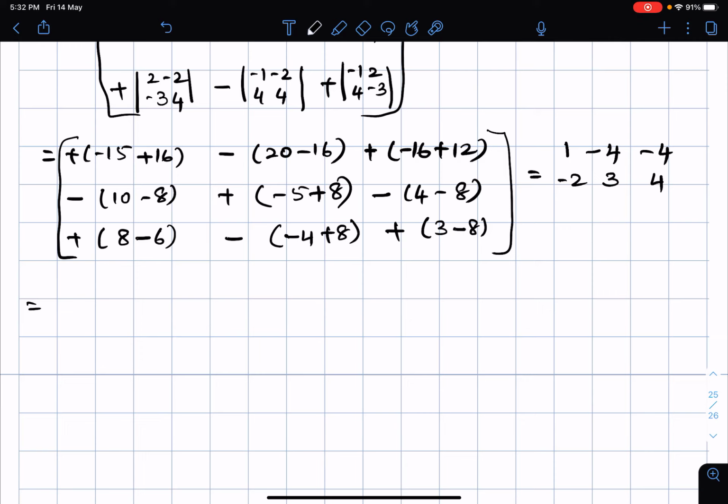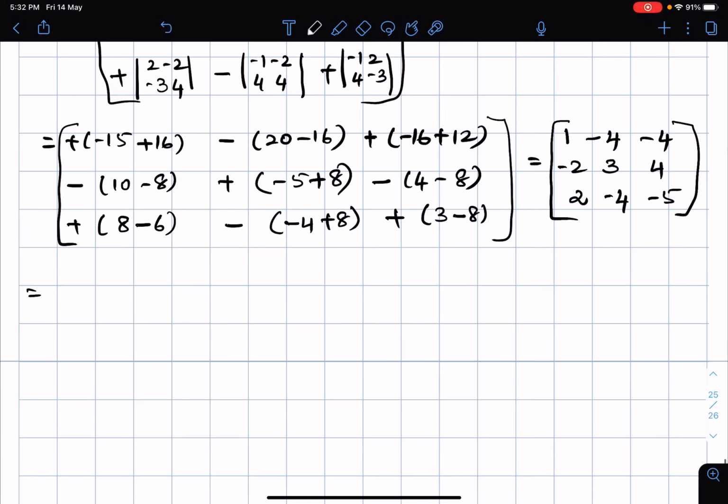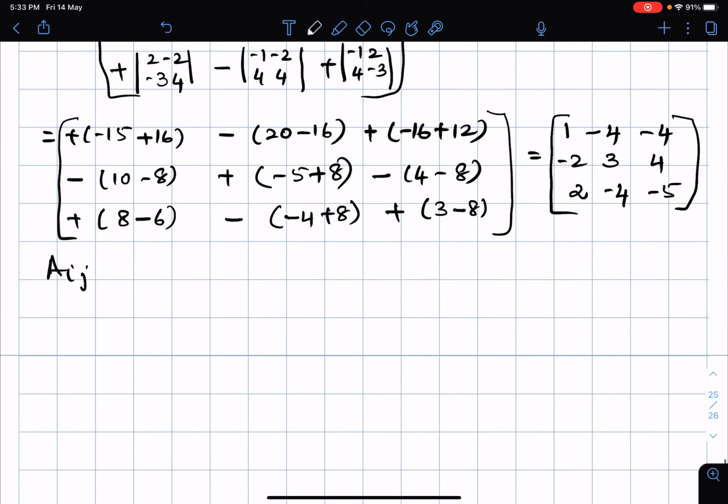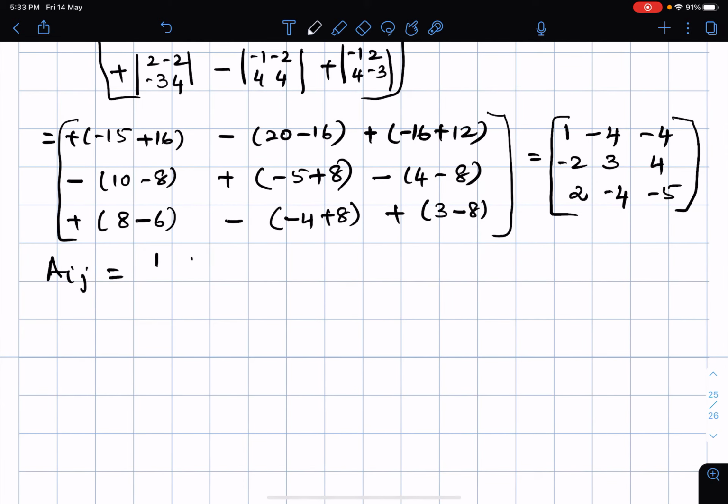Last row, 8 minus 6 is 2, and 8 minus 4 is 4. Outside I got one minus, so minus 4, and minus 8 plus 3 will give you minus 5. Now this is going to be our Aij. Okay, so we have got our Aij. Now what is our Aij? Equal to 1 minus 4 minus 4, minus 2 3 4, 2 minus 4 minus 5.